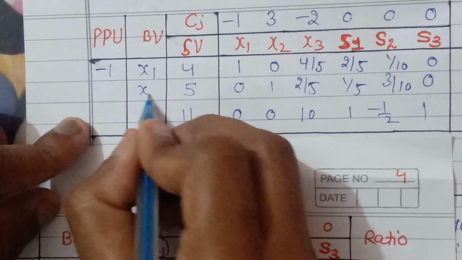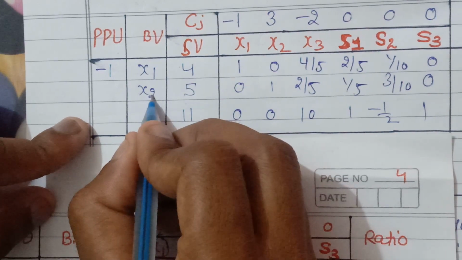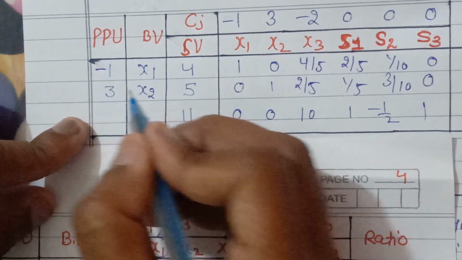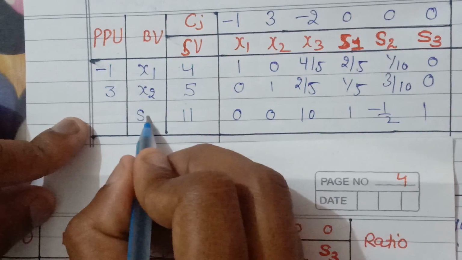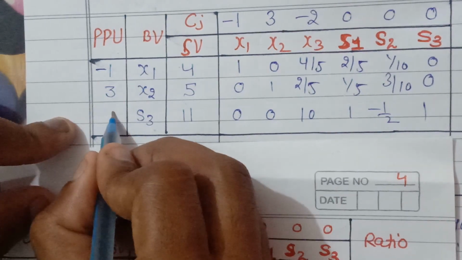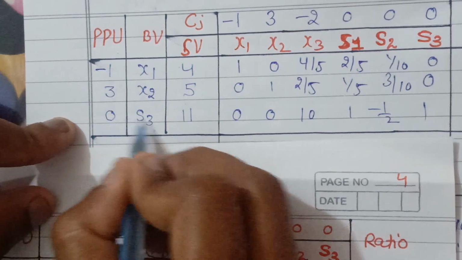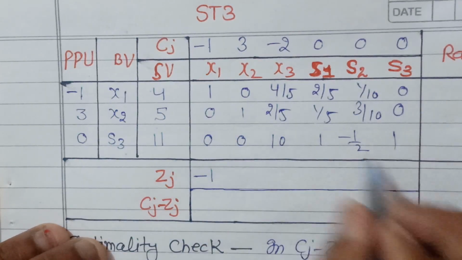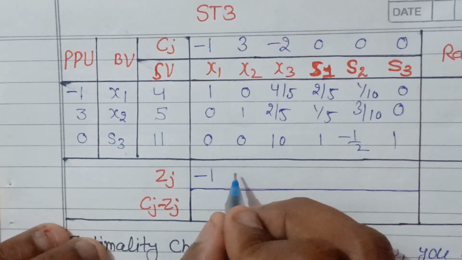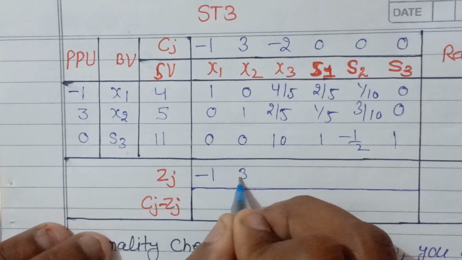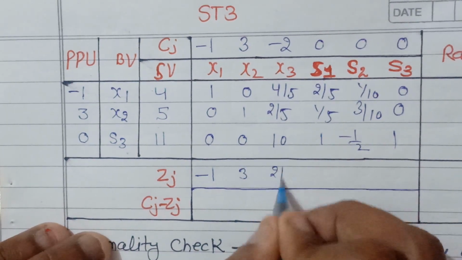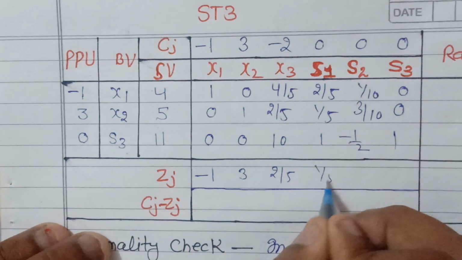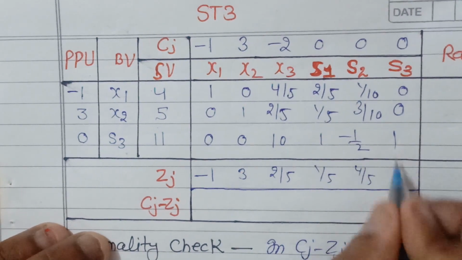Now there is no change in X2, so it will remain as it is and this value will become 3. For S3 there is no change, and no change under PPU for S3. Write minus 1 here. Similarly we can find the values for all these columns. If you solve, you will have values for these columns as 3, 2 by 5, 1 by 5, 4 by 5 and 0.